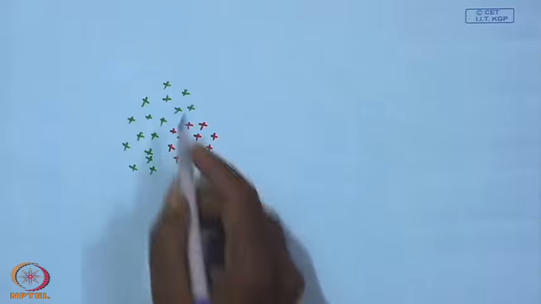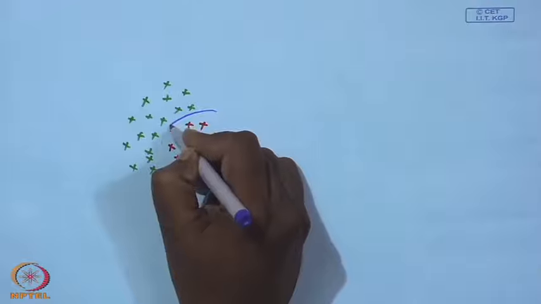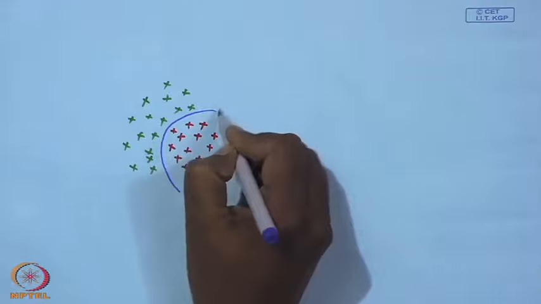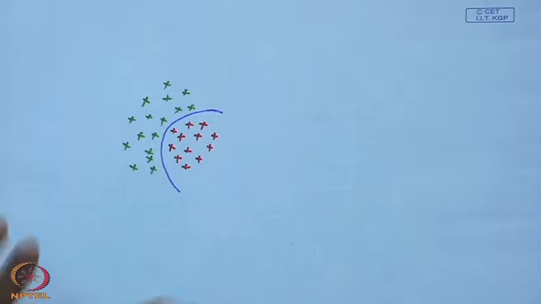Okay. So, here you find that if I say that all these green crosses represent feature vectors belonging to one class and all the red crosses represent feature vectors belonging to another class. Clearly, these two sets of feature vectors cannot be separated by a straight line. Rather, I have to have a curve, a quadratic curve at least, to separate these two classes.